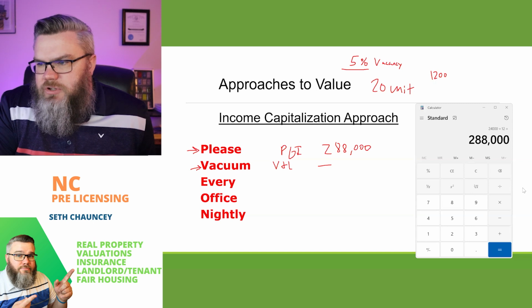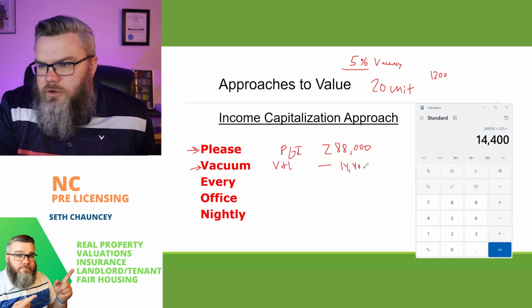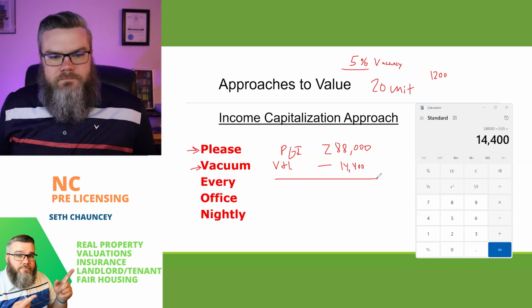So if I tell you 5%, you would just take this 288 times your 5%. So you would subtract out your vacancies and losses of $14,400. Everybody still with me so far? Yeah.